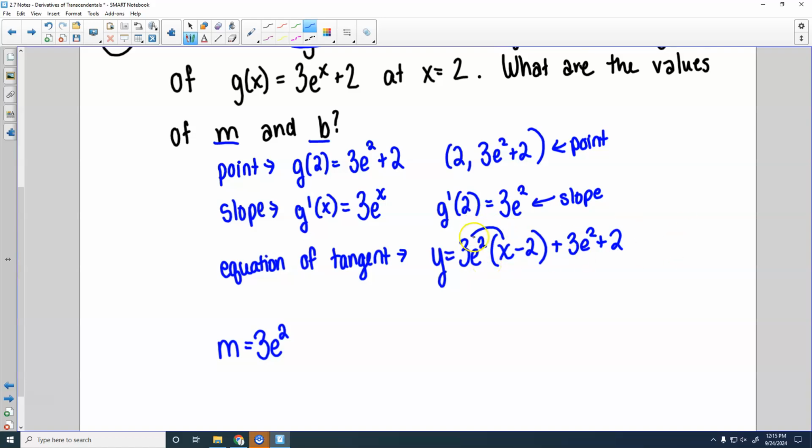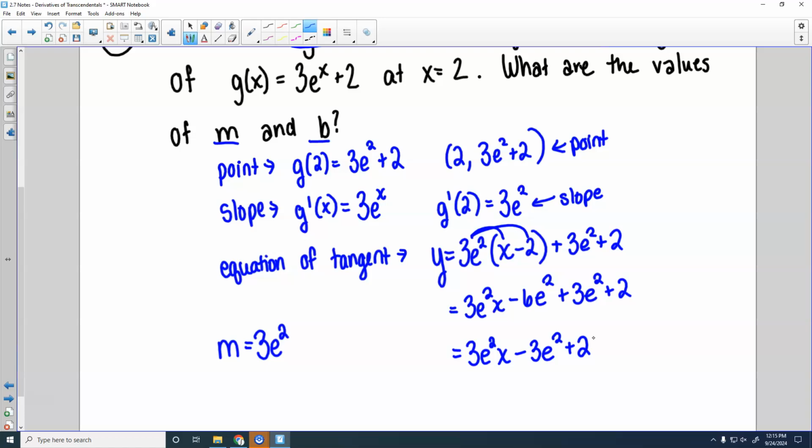So we would have to distribute here, and we would get 3e squared times x minus 6e squared plus 3e squared plus 2. And then I can combine negative 6e squared and positive 3e squared. So I will get 3e squared x minus 3e squared plus 2.